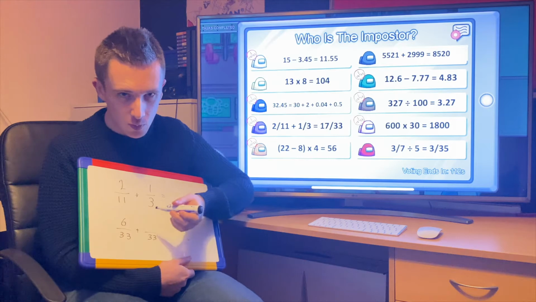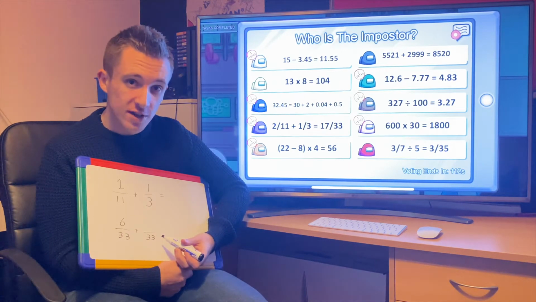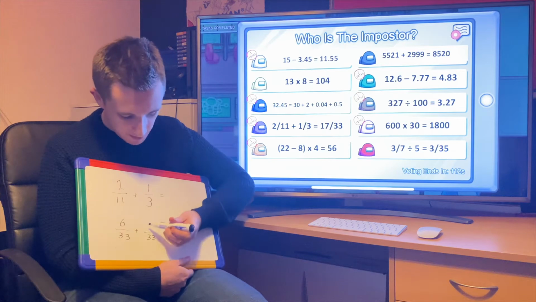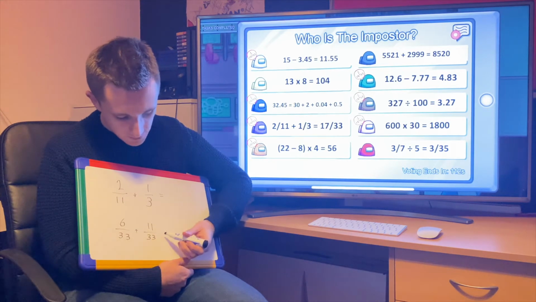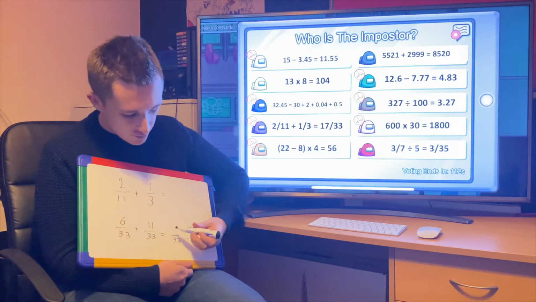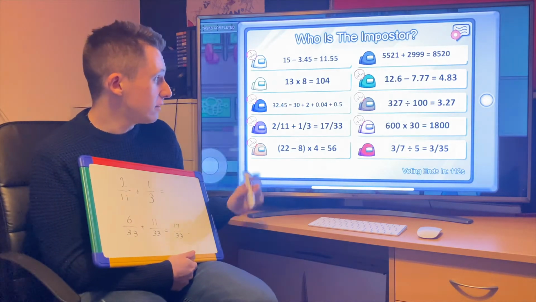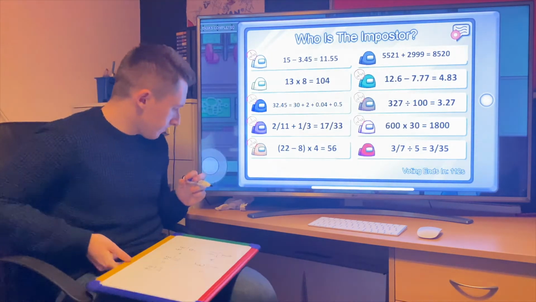Put our add in so that we remember. How do we go from 3 to 33? Well, we times it by 11. So we do the same to the top. Now we can add them together. Denominators stay the same. And we add the numerators. 17 over 33. Lovely, that one's correct.